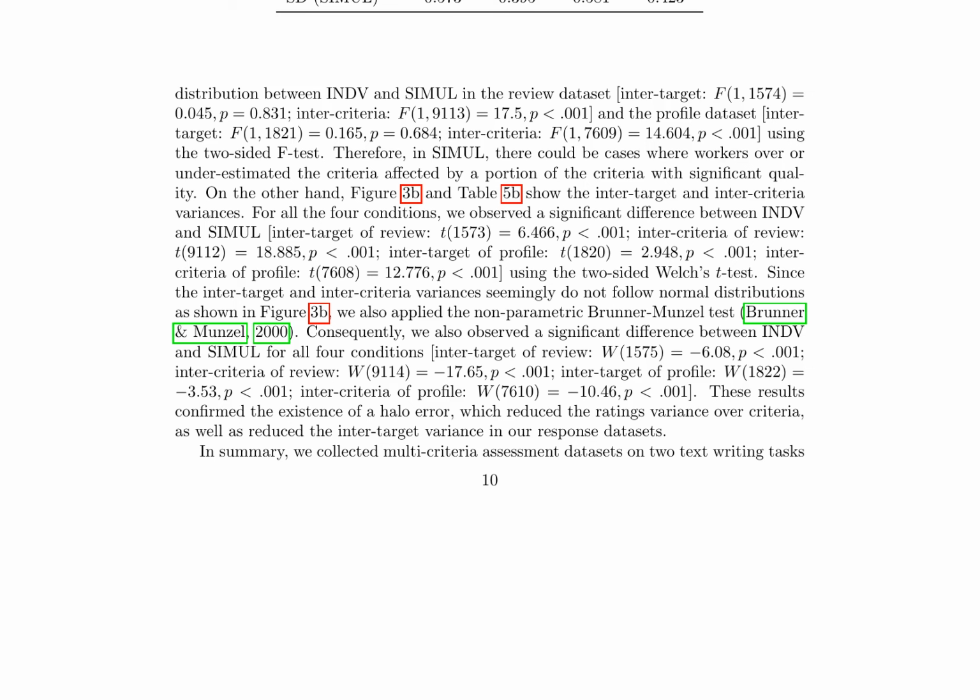These findings confirm the existence of a halo error, which reduces the ratings variance over criteria and inter-target variance in the response datasets. This is crucial for understanding how workers' assessments can be influenced by factors other than the actual performance on the task, leading to potential biases in the evaluation process.